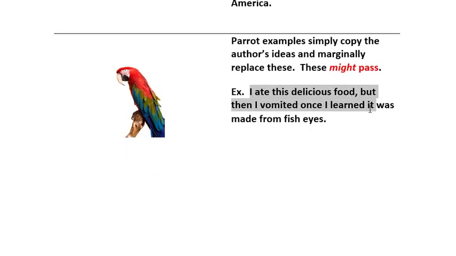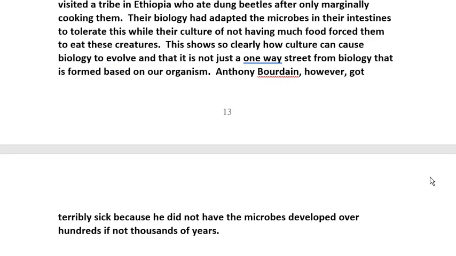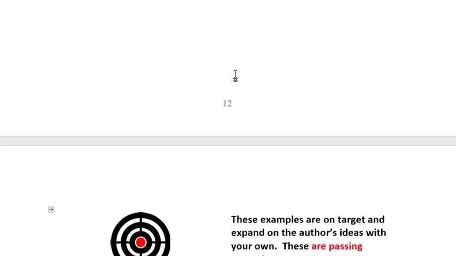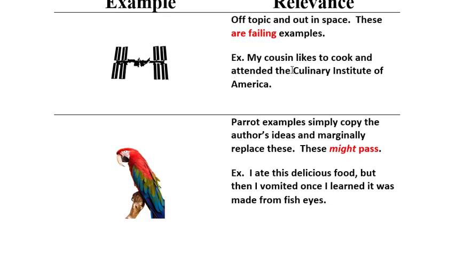I ate a delicious food, but then I vomited once I learned it was made from fish eyes. So it goes back to Kluckhohn. It develops the idea. It has a further claim. That's what you want to end up with. So I ultimately hope that this brief foray into examples will help you develop your own that will go far beyond what the prompt happened to say, and have some really good and detailed support for your claims.